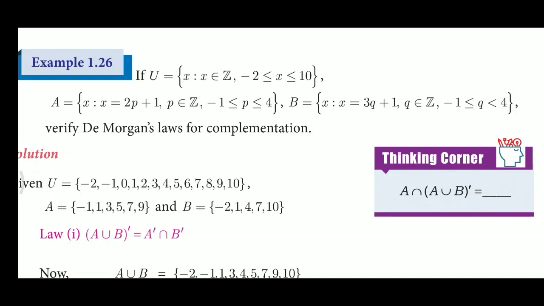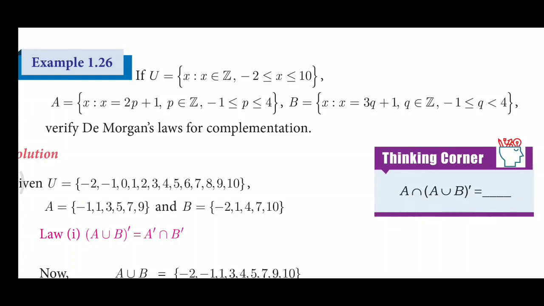Here the universal set U is equal to {x such that x belongs to Z, where x lies between -2 and 10}. A is equal to {x such that x is equal to 2p plus 1, where p belongs to Z, p lies between -1 and 4}. And B is equal to {x such that x is equal to 3q plus 1, q belongs to Z, and q is from -1 to 4}. Verify De Morgan's laws for complementation.